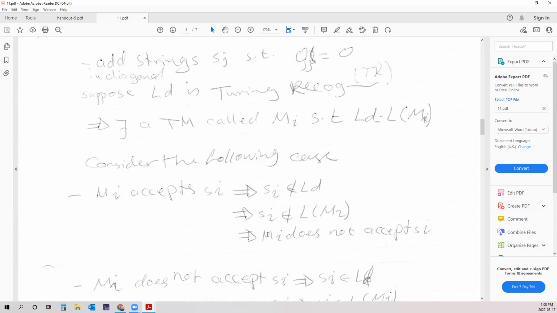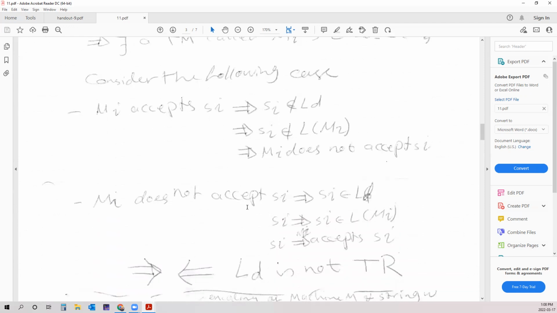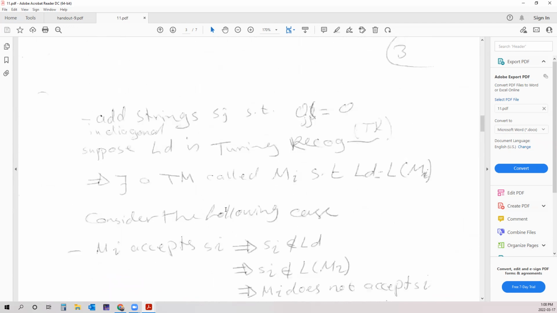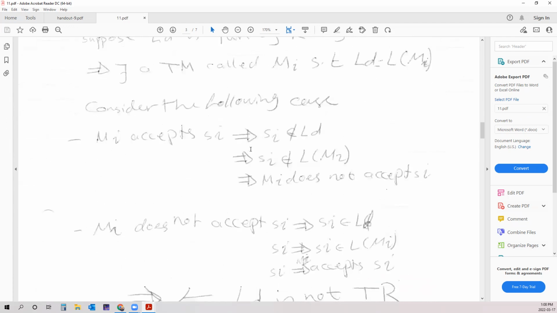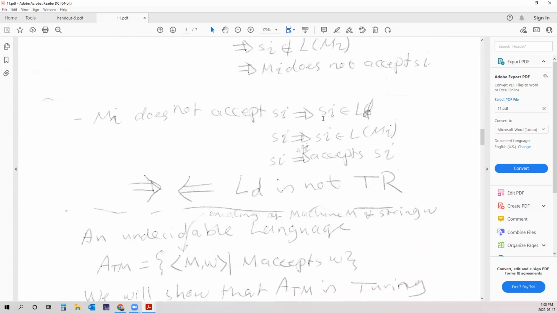Then Mi does not accept Si. If Mi does not accept Si, then Si belongs to LD, because by assumption, Sj belongs to LD if Sj does not belong to L(Mj). So if it's reject, then it belongs. So Si belongs to LD, Si belongs to L(Mi), then Mi accepts Si. So if it's reject, then accept; if it's accept, then reject. So LD is not Turing recognizable.